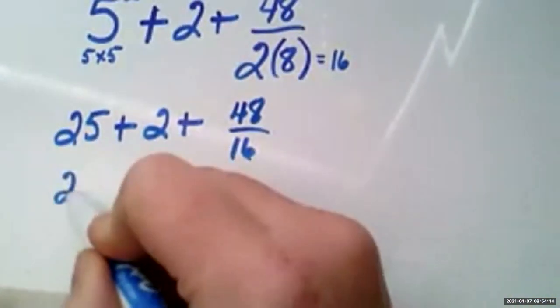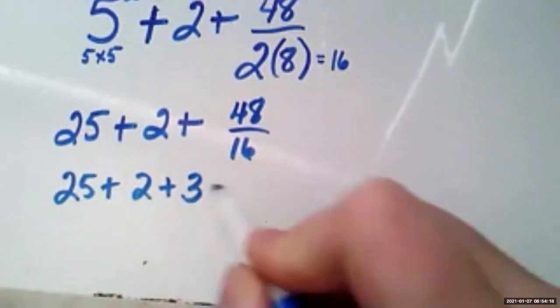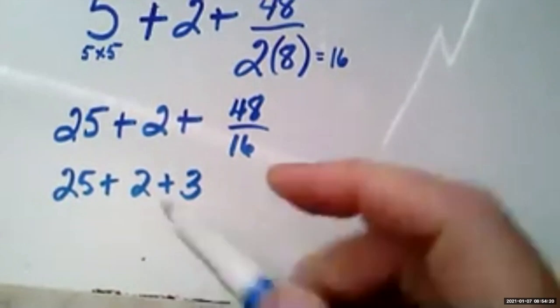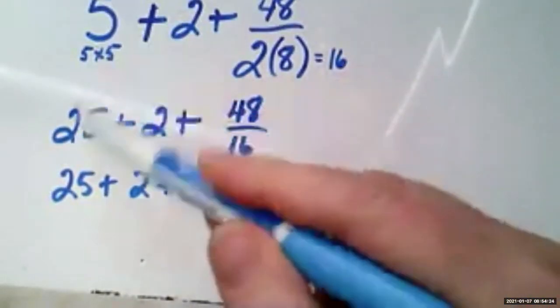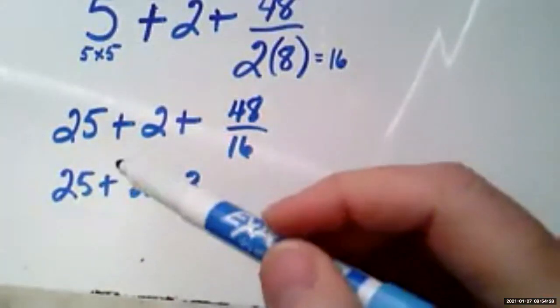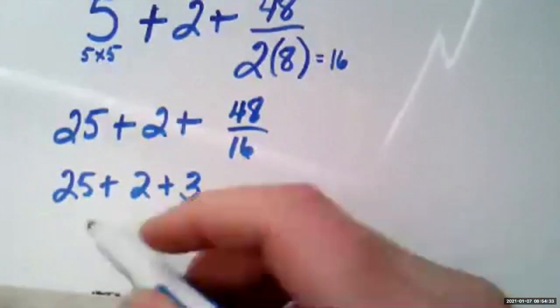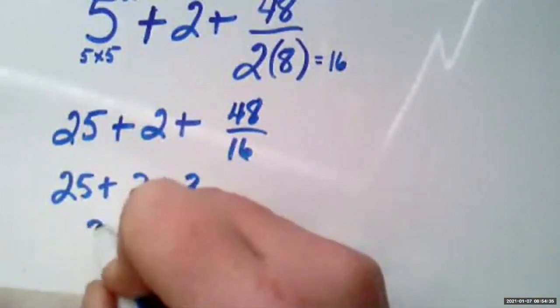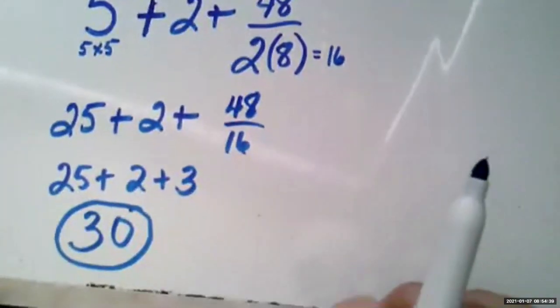Well, I'm going to rewrite all this on the line below just so I don't get myself confused. And this is why you always save your addition and subtraction for the end, because you want to make sure you solve each term and then you can add and subtract at the end of your expression. So 25 plus 2 plus 3, you guys got it the first time around, and that answer is 30.